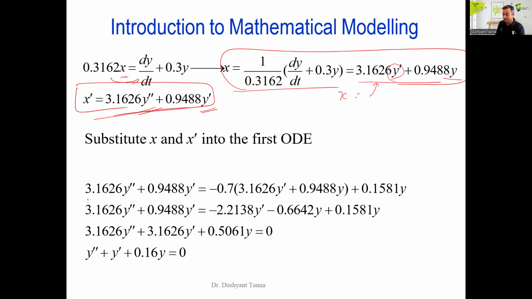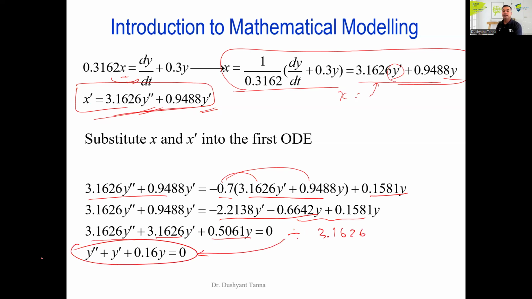So your x dash is equal to minus 0.7 times x and this. Simplify with all the multiplication of numbers, right? So this one is multiplied, this one is multiplied, right? So that's here. Then combine the y terms. So you got 3.1626 y double dash, 162 y dash, and this. Now what we do, divide by 3.1626, and you got a nice, friendly second order linear homogeneous ODE, right? Once you get that, that's it. You got an equation in y double dash. We know how to solve it.